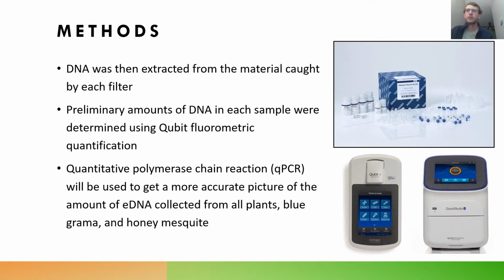DNA was extracted from the material caught by each filter using a DNeasy Plant Pro kit. We then used Qubit fluorometric quantification to estimate the total amount of DNA in each sample. qPCR will be used to more accurately quantify the amount of DNA collected and to determine its sources. We will then be able to determine how much DNA came from all plants, blue grama, which is a wind-pollinated grass, genus Bouteloua, and honey mesquite, which is an insect-pollinated tree, Prosopis glandulosa.